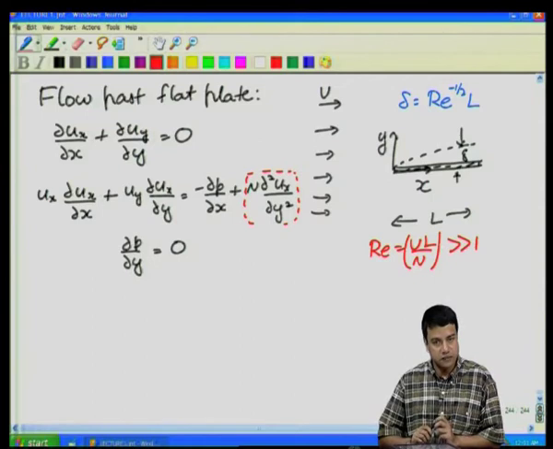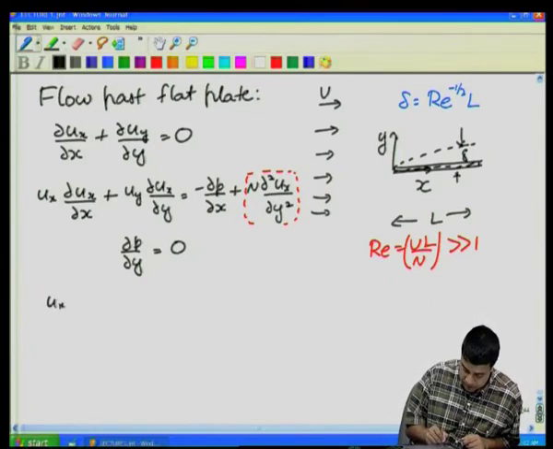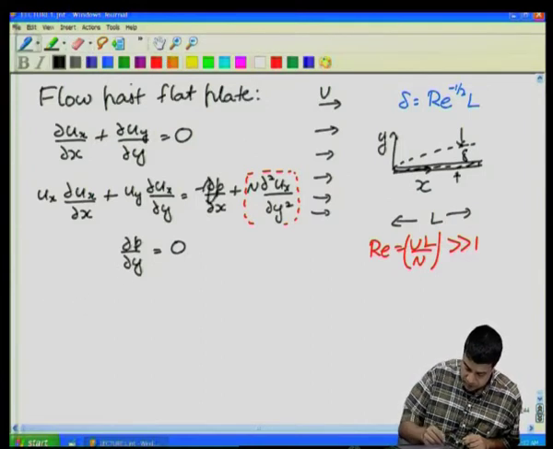Okay. So, for this particular case of a flat plate boundary layer, the pressure gradient turns out to be equal to 0, and the conservation equation just becomes u x. Okay. You can remove the pressure term in this conservation equation.